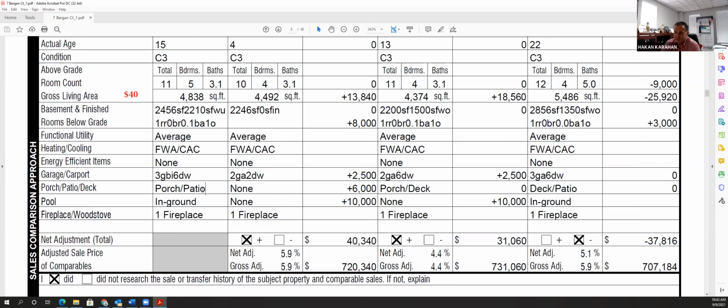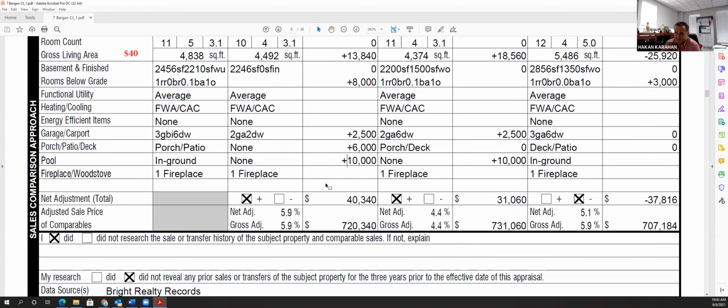In here, porch and patio, this one has none, so he gave $6,000. Porch and deck, 0, deck and patio, 0. Here is where the difference is. This home is fairly large and the pool is pretty large too. Here, $10,000 difference. 1 fireplace, they're all identical, so there's no credit.